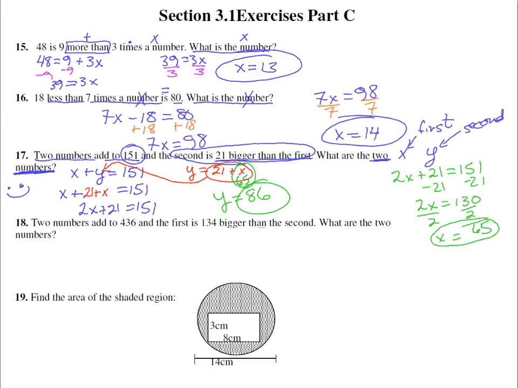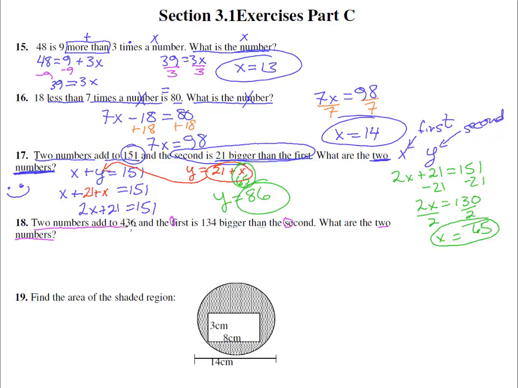Number 18. Two numbers add up to 436, and the first is 134 bigger than the second. What are the two numbers? Notice it's searching for two numbers again. Let's pick two variables. Let's pick some nice easy ones: first and second, f and s. So let's read through it again.